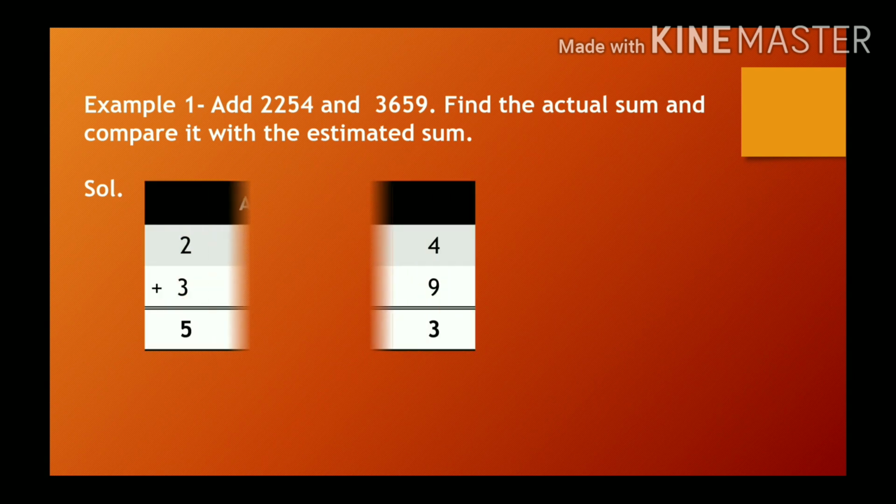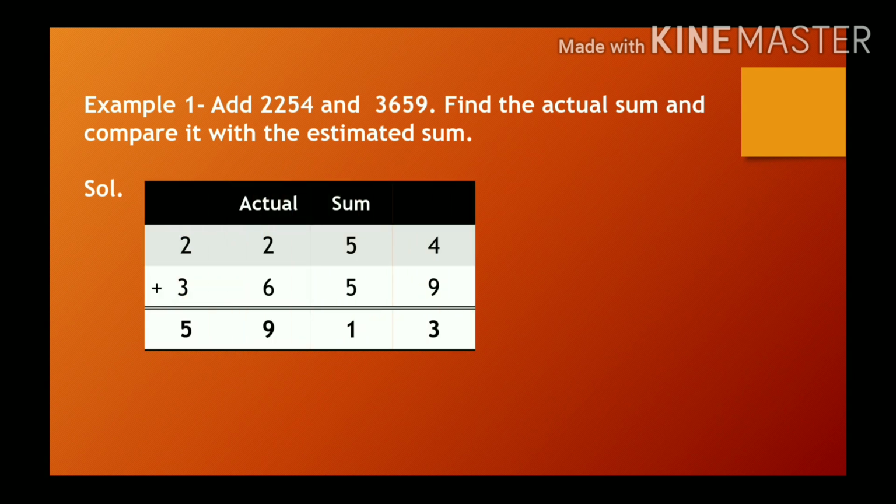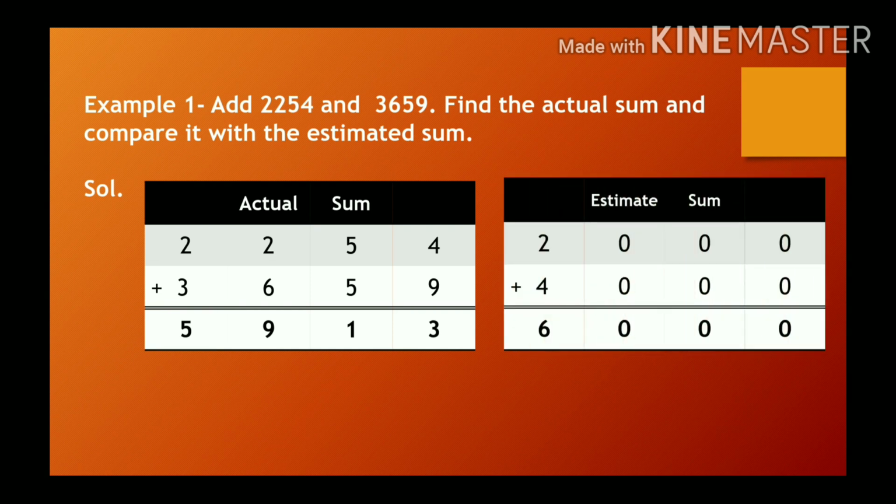Solution. Here we can see the actual sum. If we add 2,254 and 3,659, we get the actual sum, which is 5,913. Now we'll do the estimated sum. Here we can see the estimated value of 2,254 is 2,000 and the estimated value of 3,659 is 4,000. Here we have done the estimation to the nearest thousand.